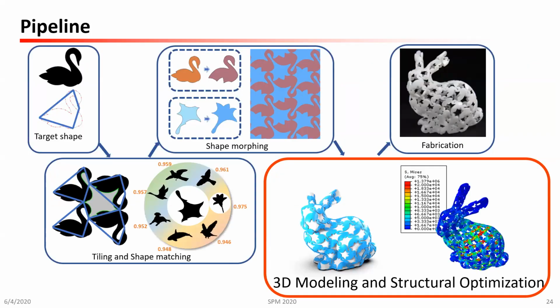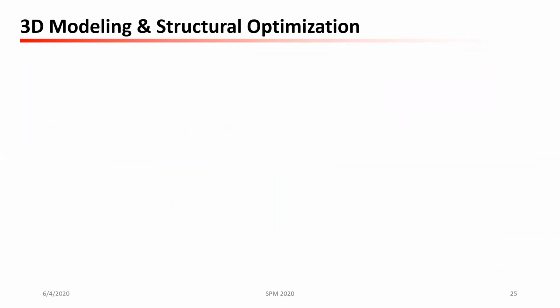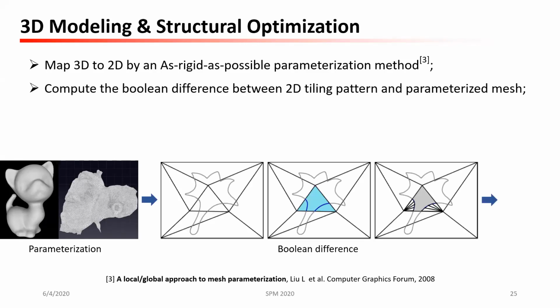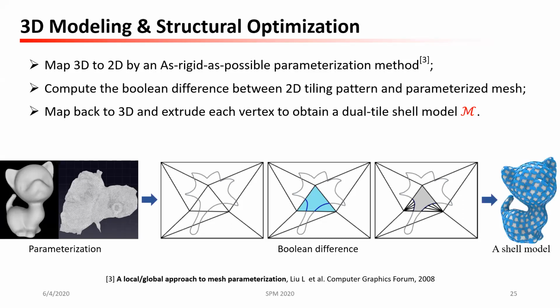After obtaining the dual tessellation, we generate the fabricable model by 3D modeling and structure optimization. First, map the input 3D mesh model onto a 2D parameter domain. Second, overlay the 2D tiling pattern onto the parameterized mesh and compute the Boolean difference between them. Then we map the planar triangular mesh back to 3-dimensional space and extrude each vertex to obtain a dual-tile shell model.